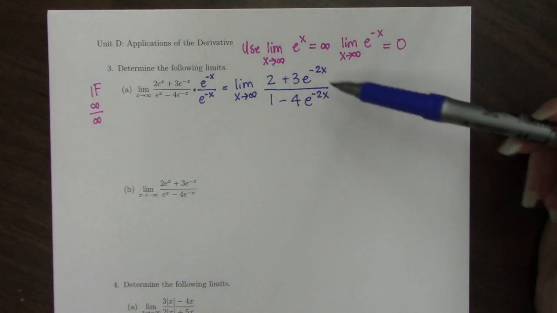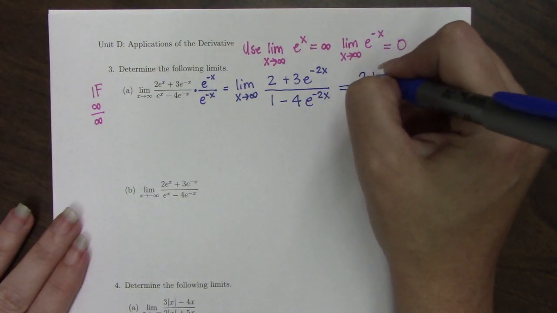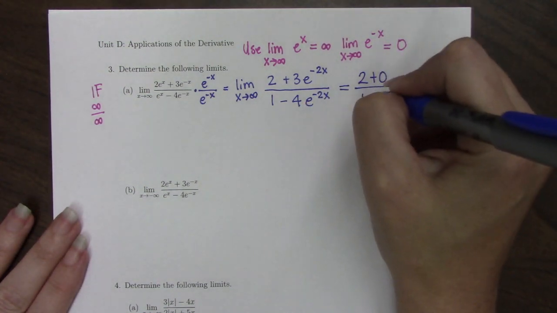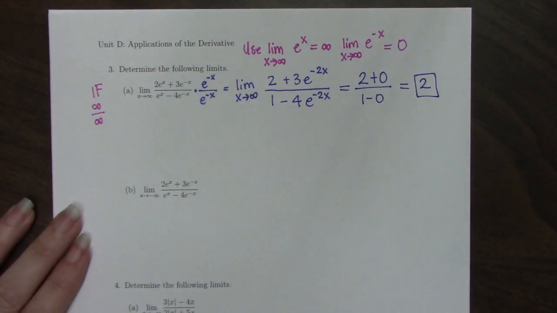So now I'm in a situation where I can actually evaluate this limit. The numerator is 2 plus 0. The denominator is 1 minus 0. So the limit of this ends up equaling 2.